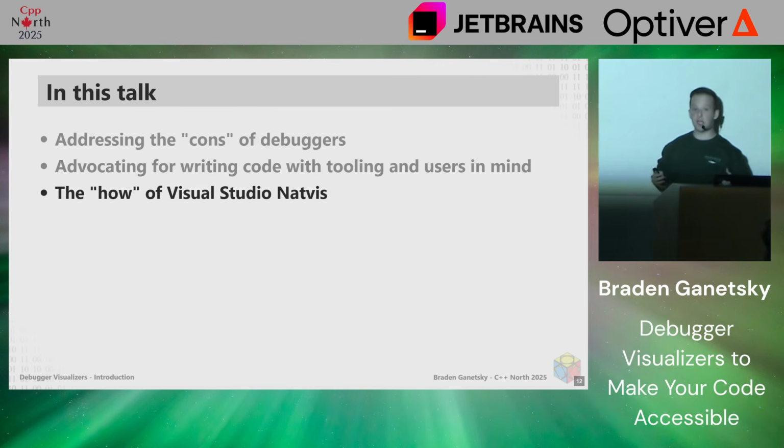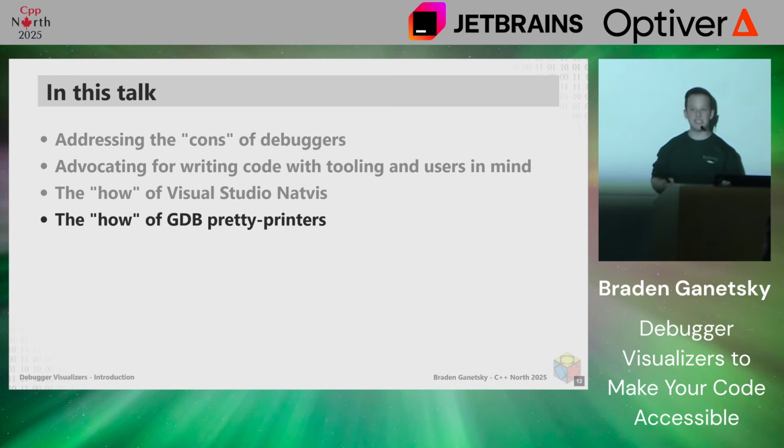So I am talking about advocacy in the bookends of this talk, but a lot of this talk is how to do this in Visual Studio NatViz and how to do this with GDB Pretty Printers. Basically, how do I get started? And I'm hoping between Visual Studio NatViz and GDB Pretty Printers, that kind of encompasses everyone in this room.